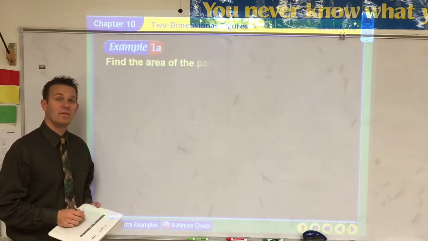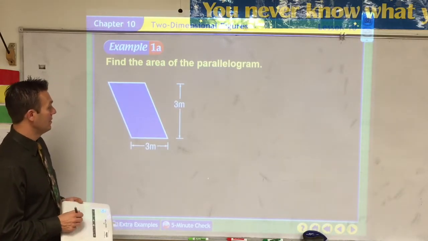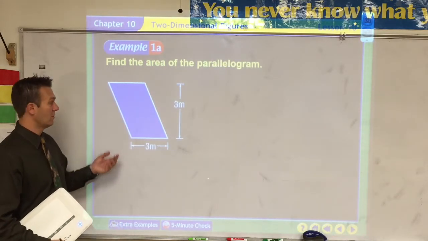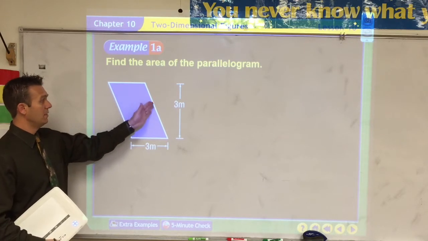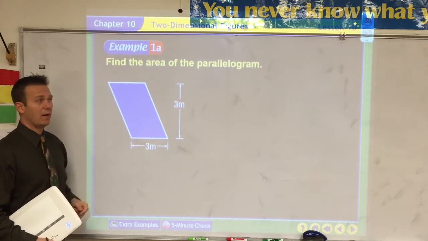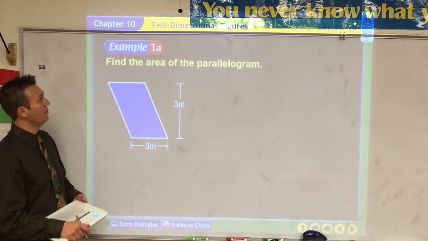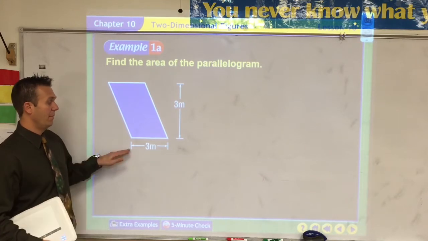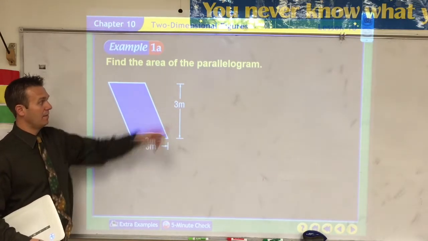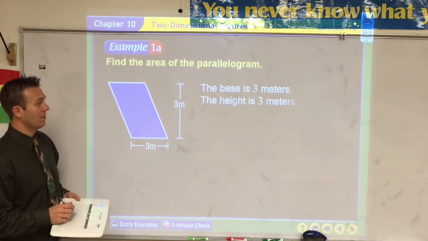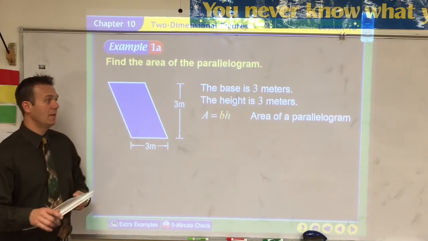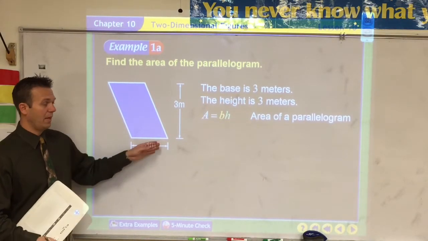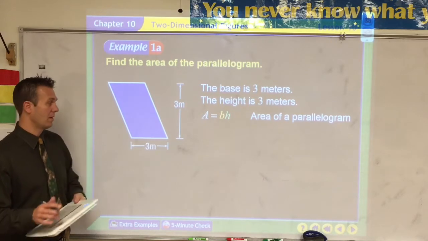First of all, find the area of parallelograms. So this is a parallelogram. We talked about this yesterday, where these two sides are parallel and these two sides are parallel. And so they're giving you information of what the base is and what the height of that is. And so the formula for a parallelogram is area equals the B, bottom, base, times the height of the parallelogram.